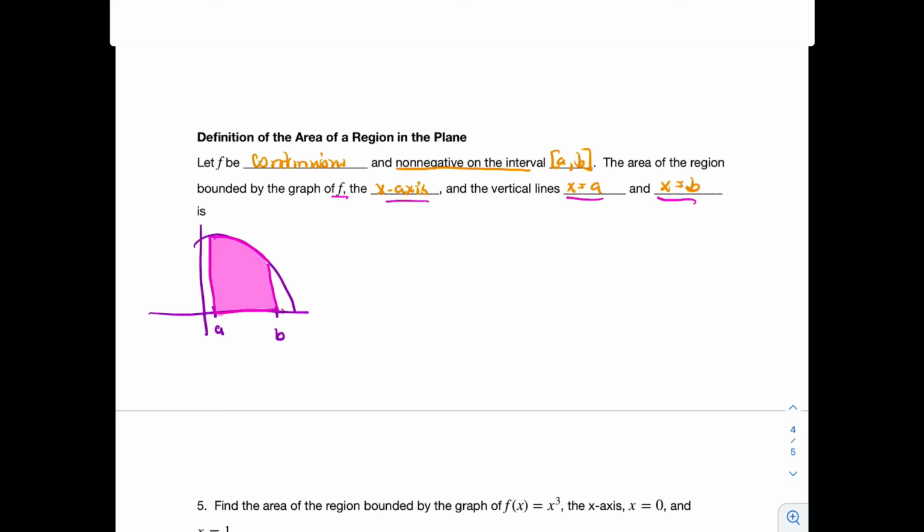Okay, so we're going to use the same sort of formulas that we used in our approximation, but this time the difference is instead of having n equals 2 or n equals 3 or n equals 10, we're going to make n go toward infinity. So we're going to use some limits to infinity.